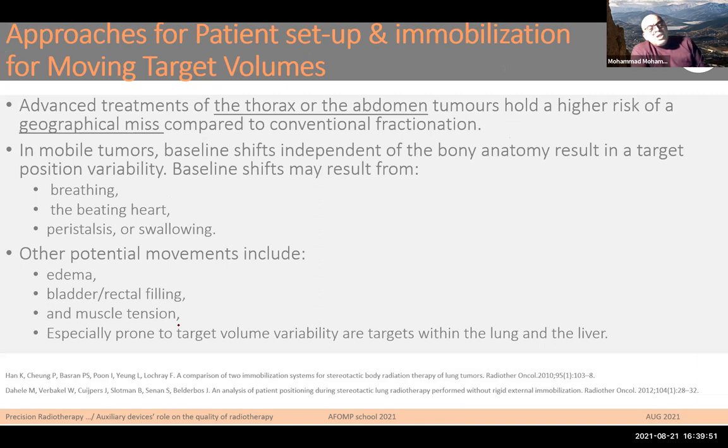Okay, the next issue, after the surface or patient immobilizers, is moving target volumes. How can we control this? Advanced treatment of thorax or abdomen tumors carries a high risk of geometric miss compared to conventional fractionation because of the use of tight margins. In mobile tumors, baseline shifts occur independent of the bony anatomy, and this should be considered. It's not really easy to use frames, immobilizers or thermoplastics; they do not work very well, and they are affected by breathing, heartbeat, swallowing, etc.